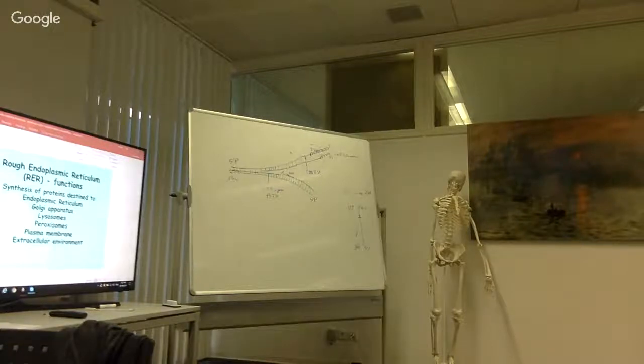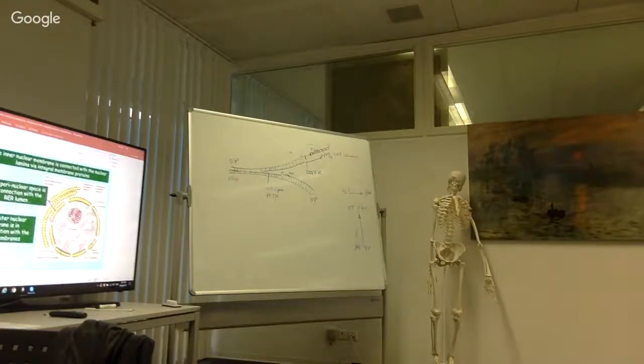Smooth, rough endoplasmic reticulum. The rough endoplasmic reticulum, since it shows ribosomes stuffed on the surface, it is clear that it is involved in protein synthesis in some way. But this story I will tell you tomorrow because it's difficult to understand at 5 o'clock in the afternoon. For this reason, I skip this part and we will go back on it.